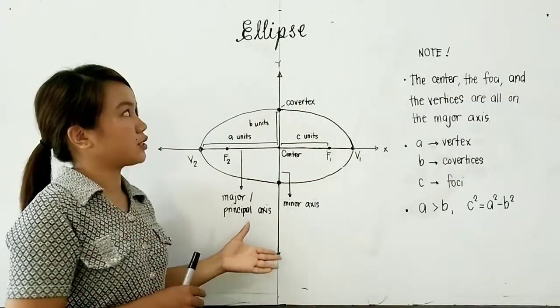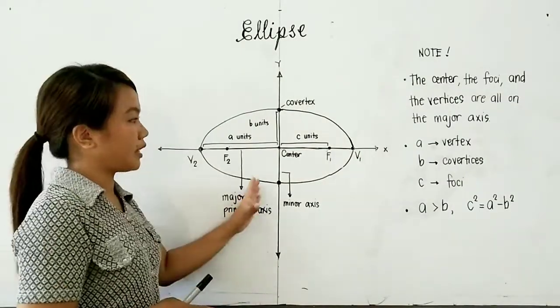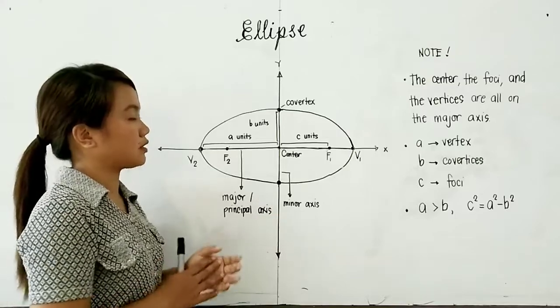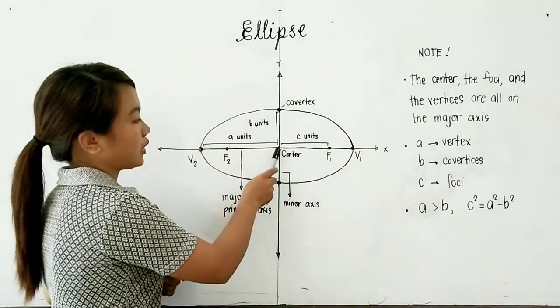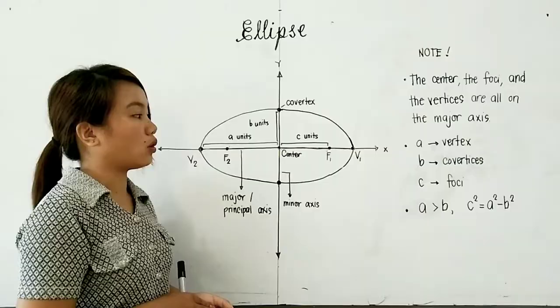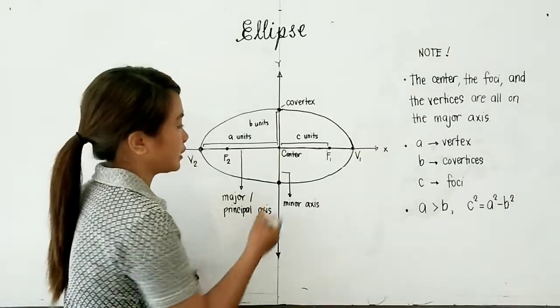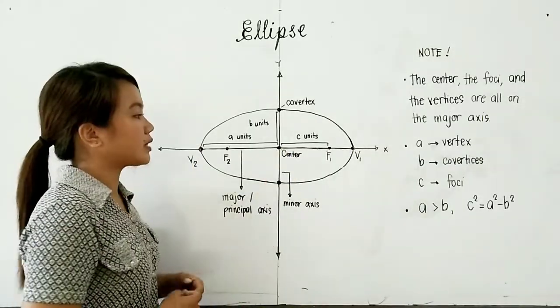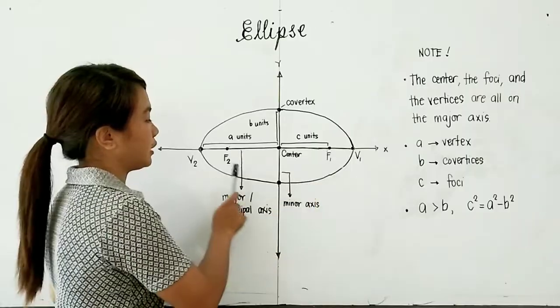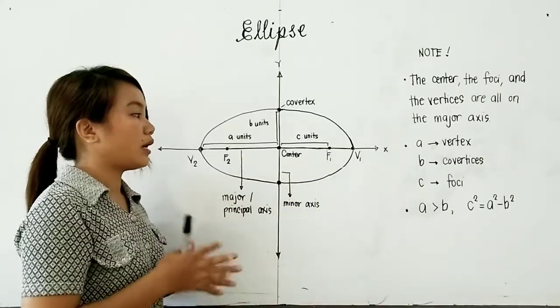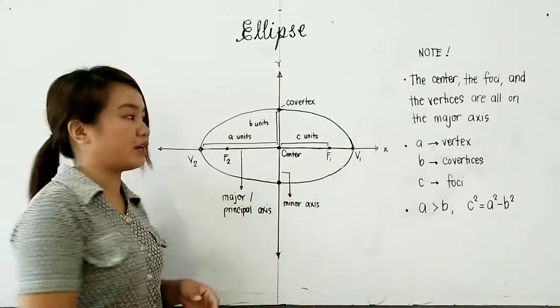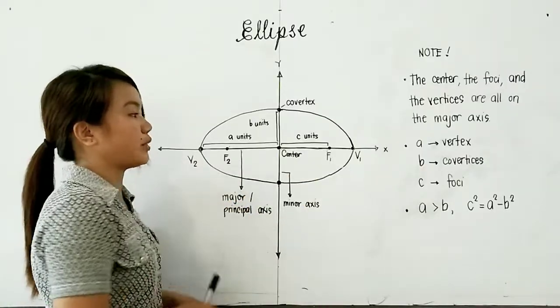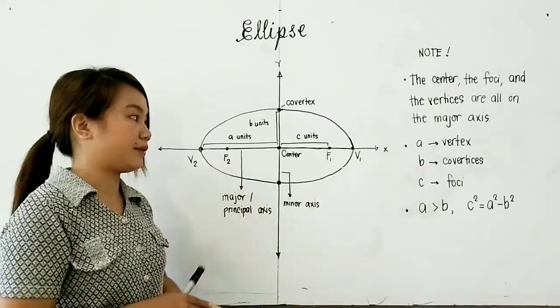So we have here an illustration of an ellipse containing its parts. Let us study this one. This is an ellipse with a center at 0, 0 or at the origin. So our center is here. Next, we have F sub 1 and F sub 2. Now F means focus. So we have focus 1, focus 2. So we have two foci for an ellipse.